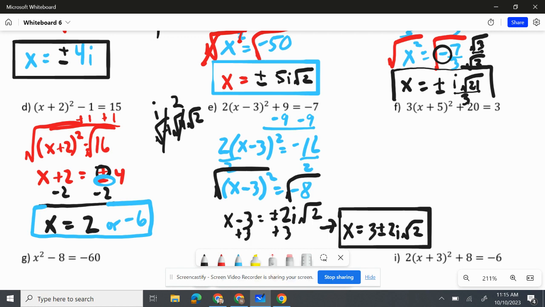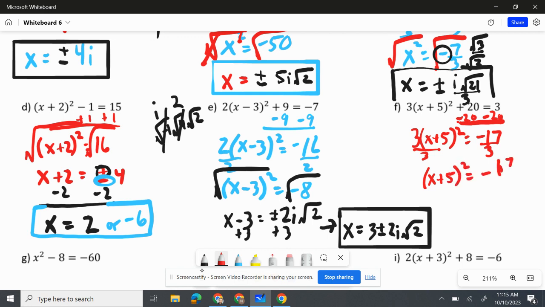For letter F, first thing that we're going to do is subtract the 20. And that gives us 3x plus 5 squared equals negative 17. We divide it by 3. We're seeing that we have a denominator. So we have x plus 5 squared is equal to negative 17 over 3. Once again, what we're going to do is create a square root in order to get rid of the squared.